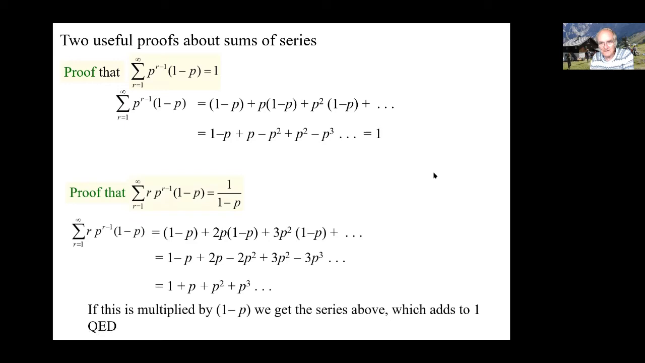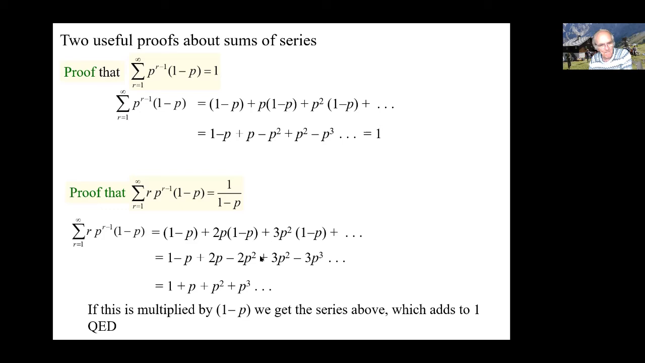A closely related infinite series, which is a form useful for finding the mean of a distribution: this is the same as before, p to the r minus 1 times 1 minus p, but each term is multiplied by r. And that comes out simply to 1 on 1 minus p. All of these things, of course, only work if p is less than 1. How is that the case? Well, just write out the terms. So we get 1 minus p for the first term, 2p times 1 minus p for the second term, and so on.